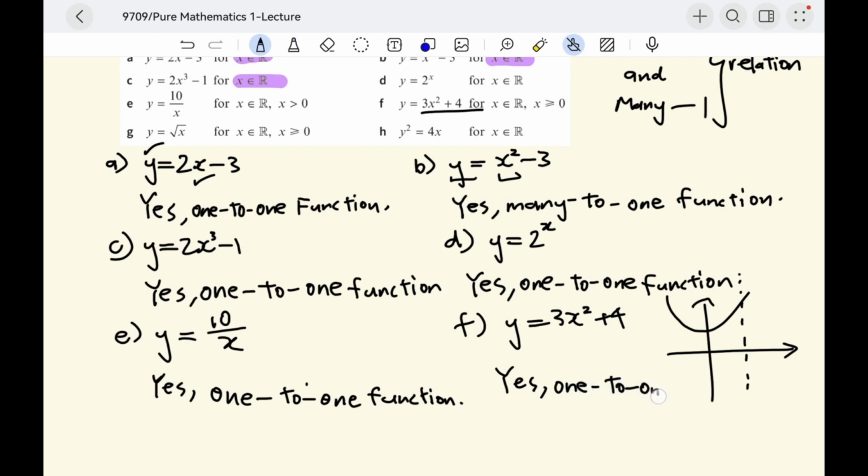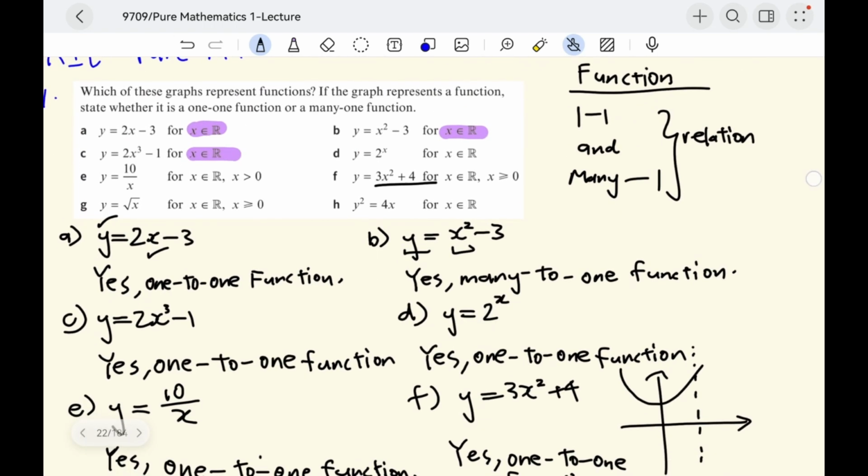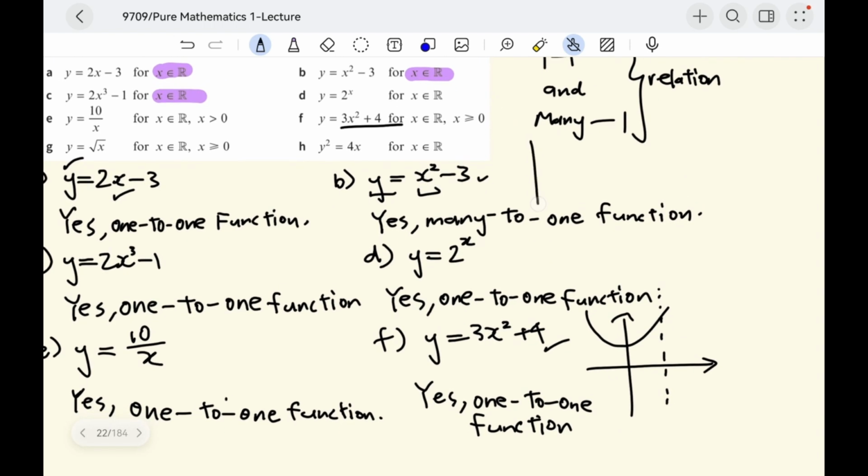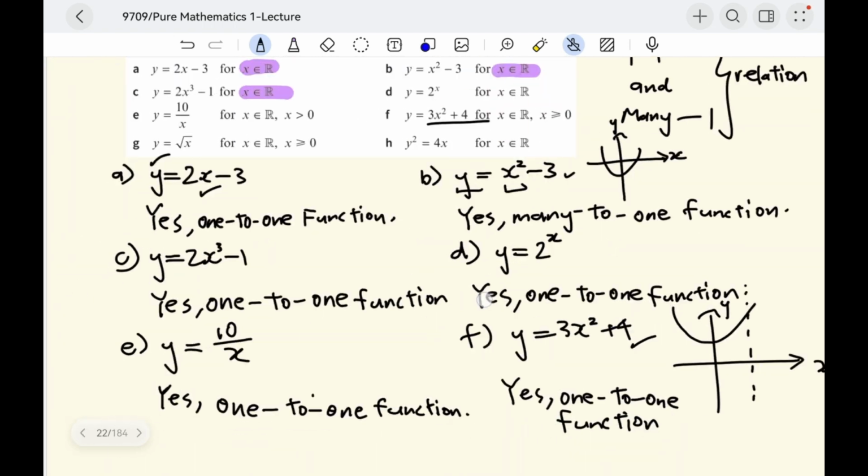And you may doubt why the answer for B is a many-to-one function compared to F being a one-to-one function. This is because this function has real roots, whereas this function does not have real roots, compared to the graph over here. Can you observe it? So I hope that I've overcome your doubt already.